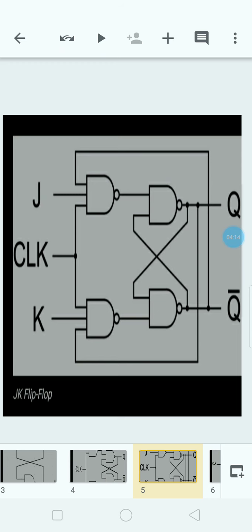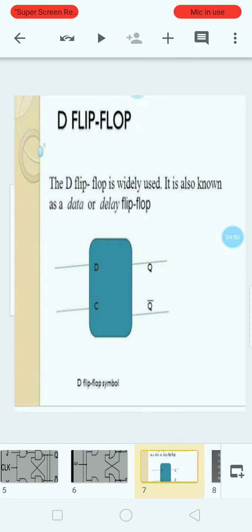In simple words, we can say if J and K data inputs are different, that is low and high, then the output Q takes the value of J at the next clock edge. If J and K are both low, then no change occurs. If J and K are both high at the clock edge, then the output will toggle from one state to another. JK flip-flop can function as a set or reset flip-flop.